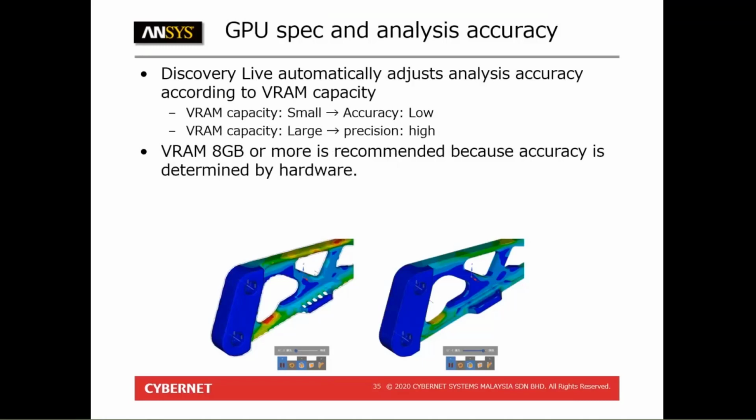Discovery Live automatically adjusts analysis accuracy according to the video RAM capacity. So say, for example, you have a relatively small capacity of video RAM, the accuracy will be slightly lower. And say, for example, you have a Quadro 4000 GPU with a very large capacity of video RAM, the precision can be really high. Therefore, video RAM of 8 GB or more is recommended.